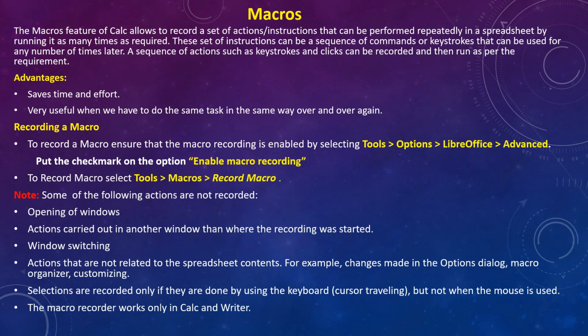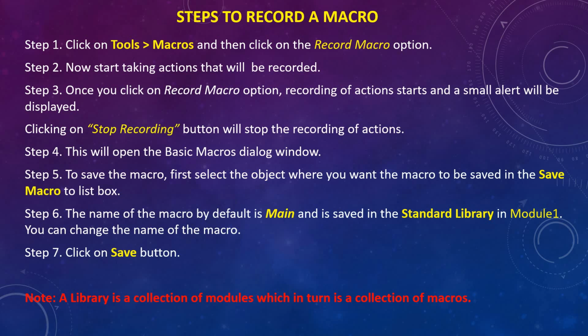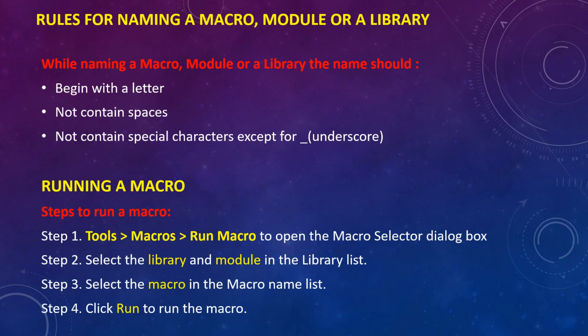So first is to record a macro. After the macro is recorded, whatever action we are performing, we have to run it. To run a macro, we have to click on Tools, Macros, Run Macro, and we need to select the Library and Module. And then select the macro with the name which we have given and then run it.